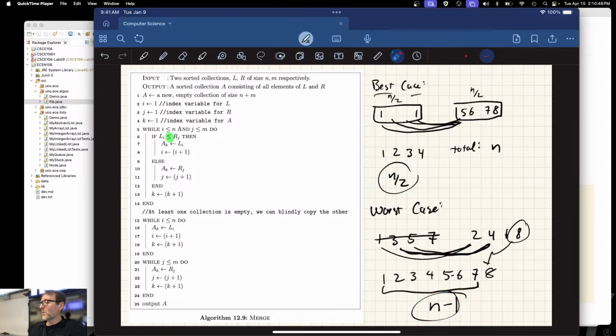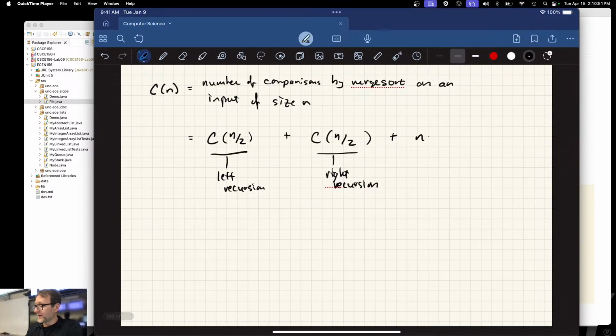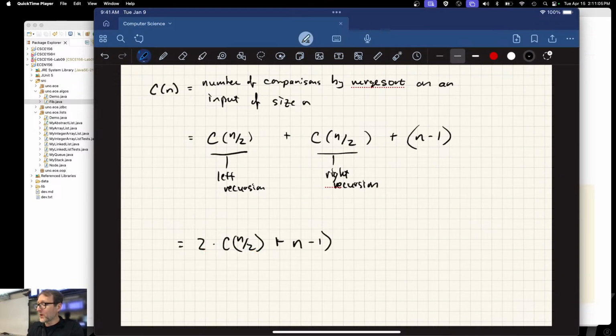So let's go ahead and go with the worst case. It doesn't really matter. N minus 1. Okay? So altogether, what do I have? 2 times c of n divided by 2, 2 recursive calls on inputs that have been halved, plus a linear amount of non-recursive work. This is actually a non-linear, non-homogeneous recurrence relation. And be my guest to solve this.